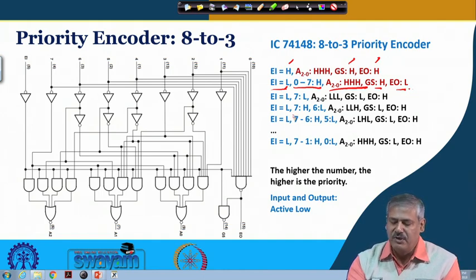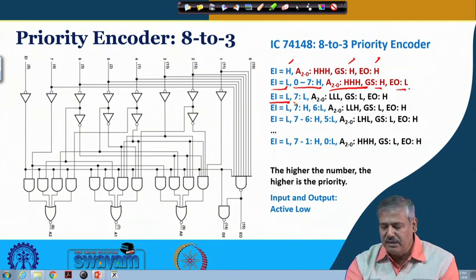And finally, when enable input is low and one of the inputs is active, at that time the corresponding output will be there. If it is 7, then it is LLL, that is 0 0 0 because it is active low, that is another part of the encoding. And what you see at that time, if data is present, GS will become low.